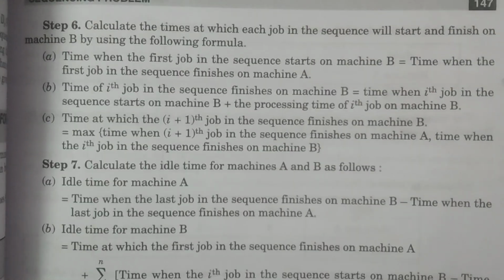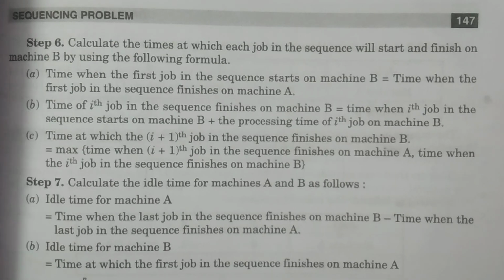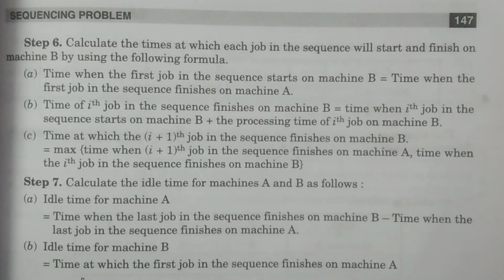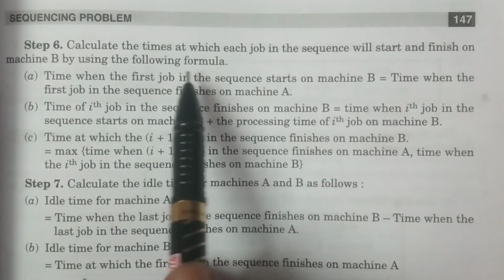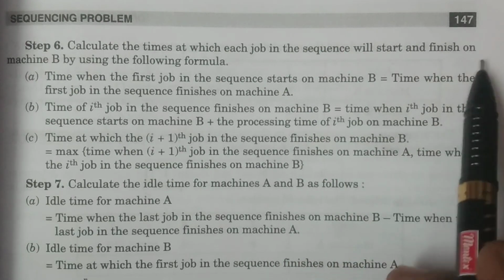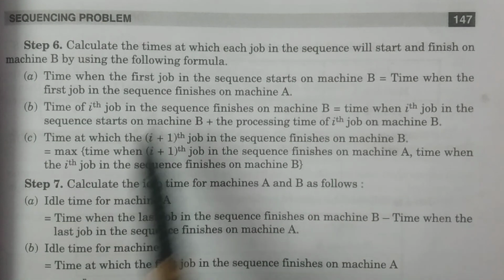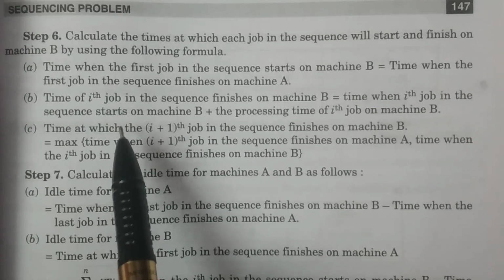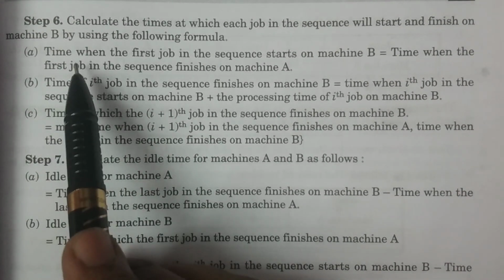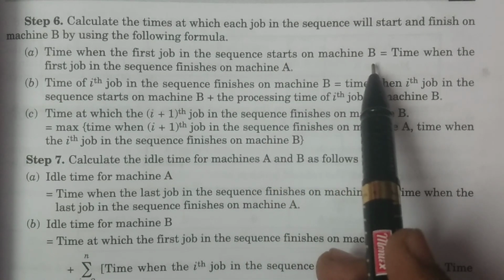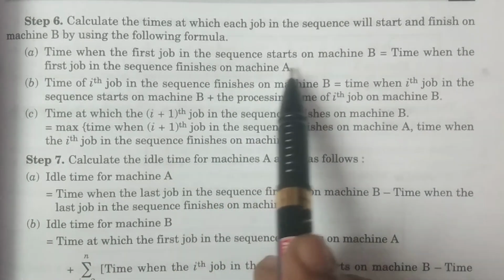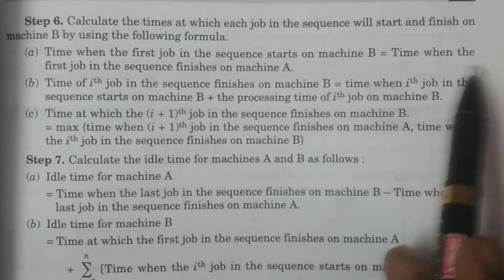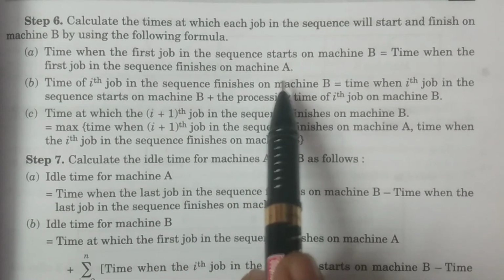Now come to the next step, which discusses the time in and time out of jobs on machine B. Now calculate the times at which each job in the sequence will start and finish on machine B by using the following formulas. The first formula: the time when the first job in the sequence starts on machine B is nothing but the time when the first job in the sequence finishes on machine A.